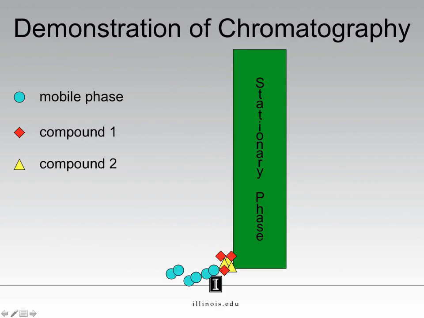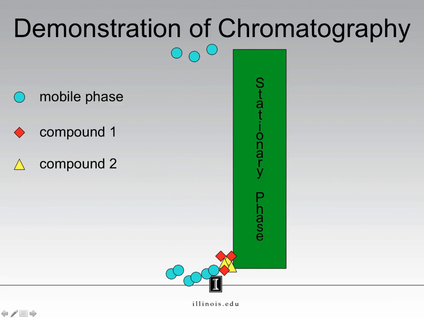Here is a visual demonstration of a typical chromatography experiment. This green box represents our stationary phase. This is the non-moving phase which our compounds, in this case our red diamonds and our yellow triangles, are placed onto and are interacting with. The blue circles represent our mobile phase. Remember that the mobile phase flows over or through our stationary phase, shown here by the blue circles moving upward.